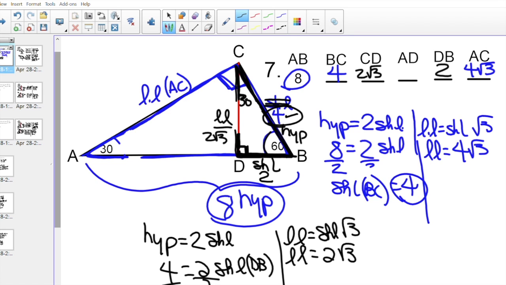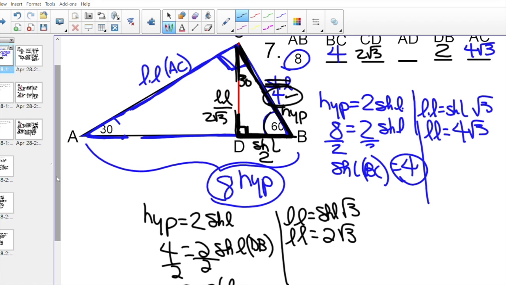Now, we've got one more side, one more segment to find. What is it from A to D? And of course, segment addition is possible. If the entire length is 8 and this is 2, what would you add to 2 to get 8? And that would be 6.